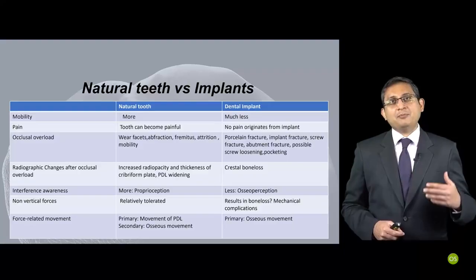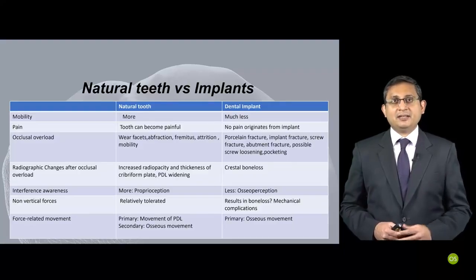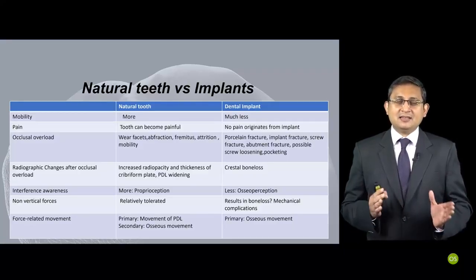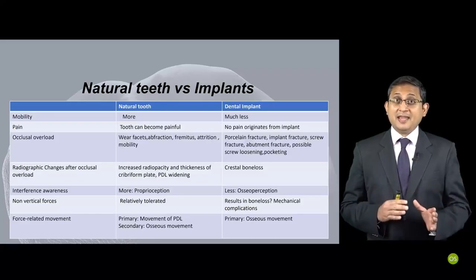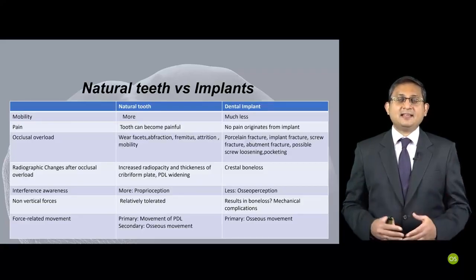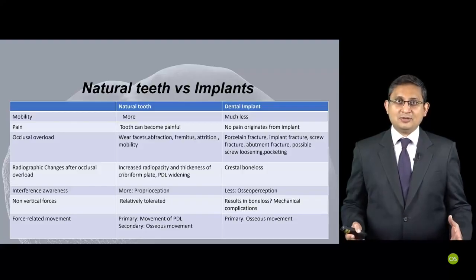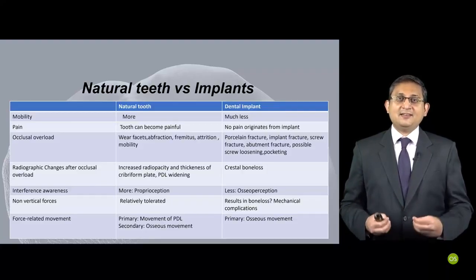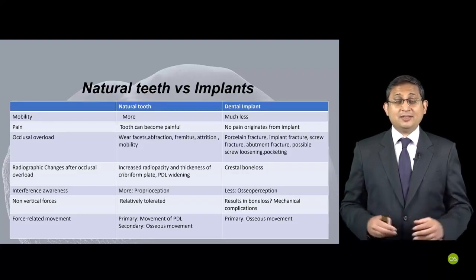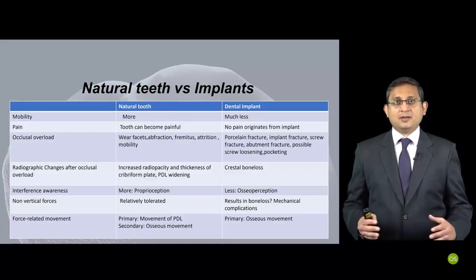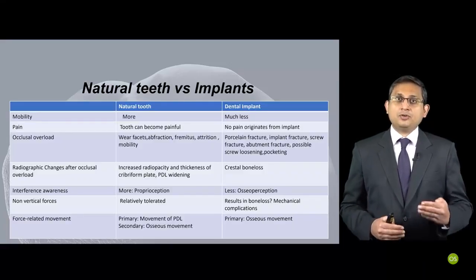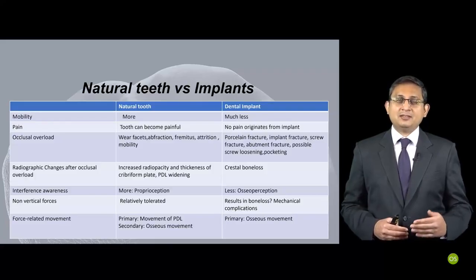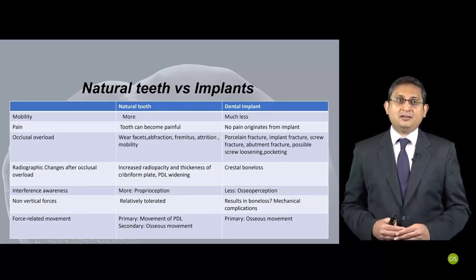Interference awareness: you have much higher interference awareness when it comes to natural teeth. So when teeth are interfering and causing pain, you will be able to see it. Having said that, there are plenty of people who have natural normal teeth with interferences. We call it non-working side contacts, and they are not aware of it because they are not causing any issues. Whereas in an implant, even if they are overloaded, you won't be able to feel it. And that's why the consequences of interference are much higher when it comes to implants.